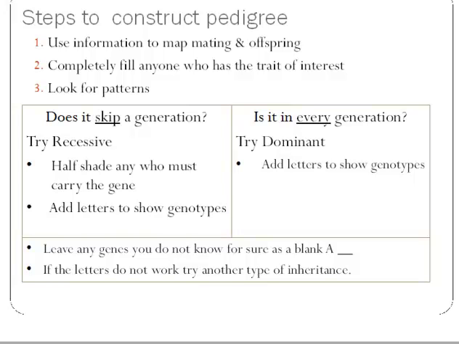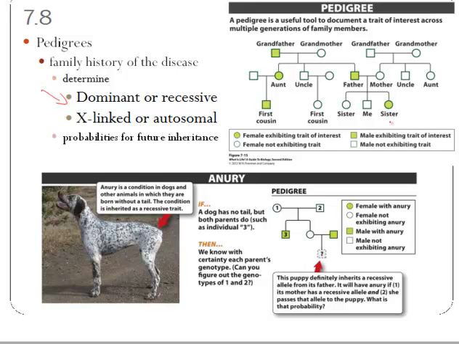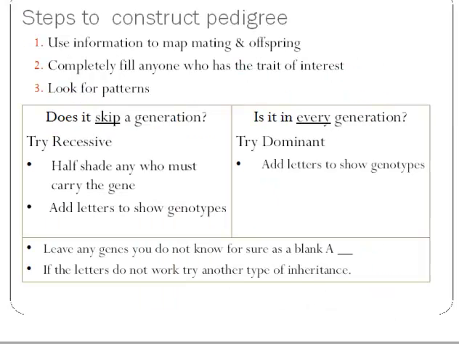and then you fill in anyone who has the trait. So in our pedigrees back here, whatever your trait of interest is, doesn't matter what it is, you'd color them in completely. So grandfather, this aunt, this first cousin, this father, and this sister, all relating to this individual, have a characteristic that they're interested in. Then you look for patterns, and the patterns, if it skips a generation, try it as recessive because it might be hiding in some of those individuals. So half shade any who have to carry the gene or be hiding it.